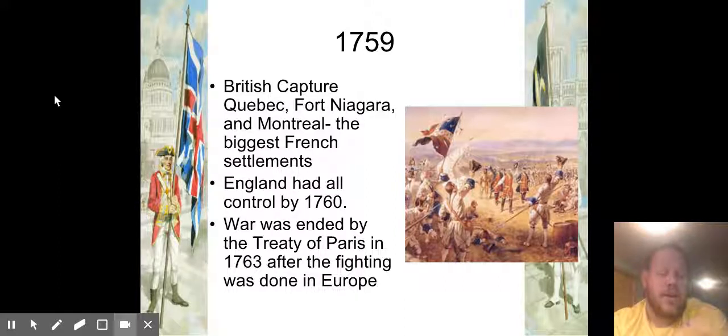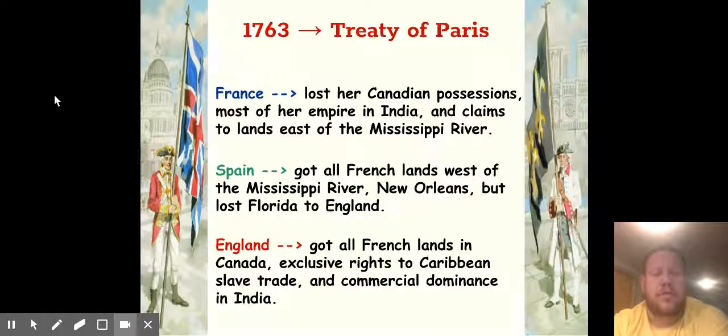The war was still going on in Europe, though, for three more years. And eventually in 1763, the Treaty of Paris was signed. So here's what happened. Spain had joined in with France, by the way. That was kind of their mistake, but we'll talk about that in a second. France lost all Canadian possessions, lost its empire in India, and all claims east of the Mississippi River. So all they have left now is west of the Mississippi.